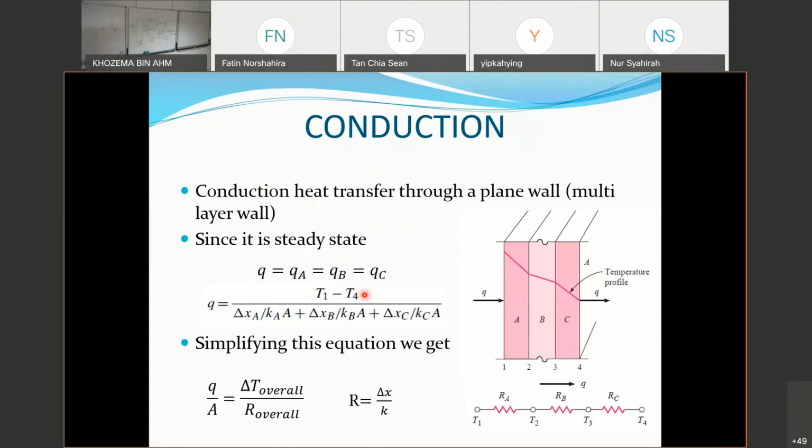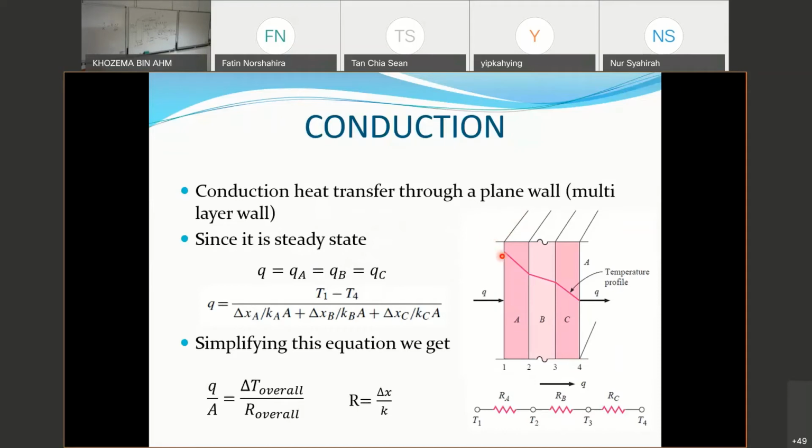Okay, so now we are moving on to the next part of conduction. Just now we did a one layer wall. Now let's say you have a multi-layer wall. Multi-layer wall means that you have a wall made out of different materials. This is a representation of how a multi-layer wall can look.